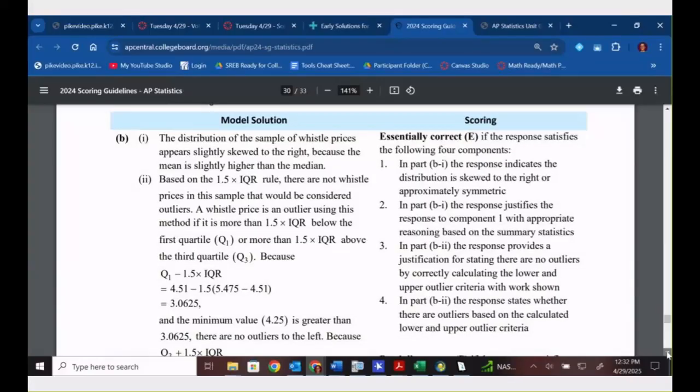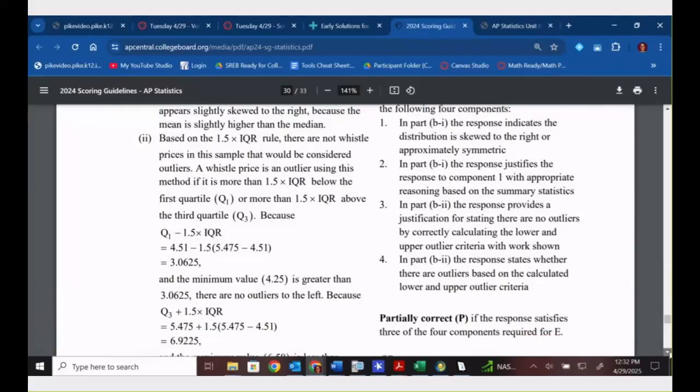In part BII, the response provides a justification for stating that there are no outliers by correctly calculating the lower and upper outlier criteria with work shown. And then component 4 in part BII, the response states whether there are outliers based on the calculated lower and upper outlier criteria. So in part BII, they had to calculate both of the boundary lines for the outliers, and then they had to state that there were no large outliers and there were no low outliers, or they could say there are no outliers if they've shown those 2 boundary lines.